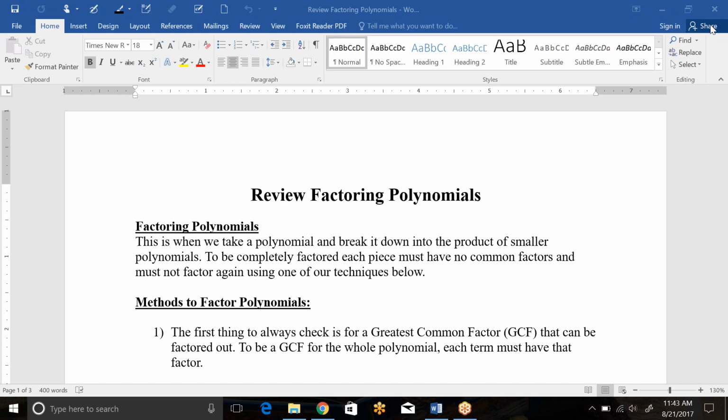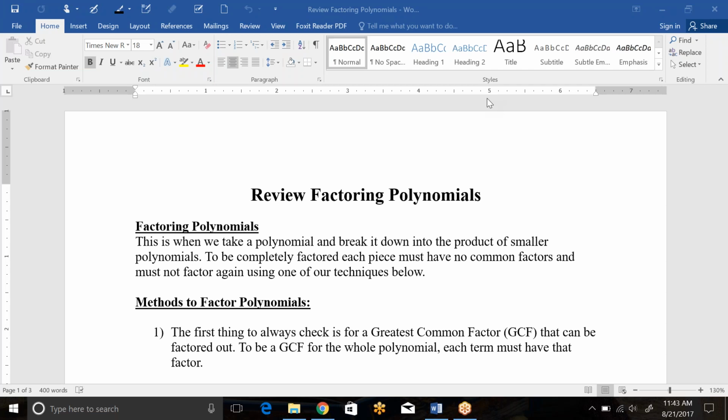This is a review of factoring polynomials. Remember that factoring a polynomial is when we take a polynomial and break it down into the product of smaller polynomials. To be completely factored, each piece must have no common factors and must not factor again using one of our techniques we're about to talk about below.